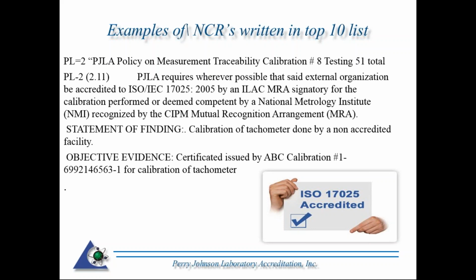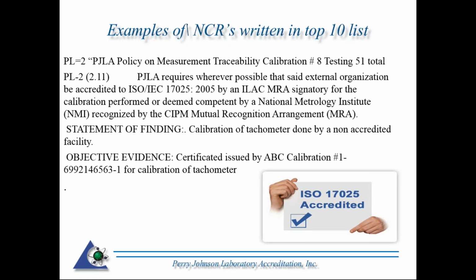So here's a particular example of a finding where there was a calibration and it was determined not to be traceable because it did not meet the requirements of 2.11. This particular instance was a tachometer, and the certificate for that calibration was from a non-accredited source. A nonconformance was written. Ideally, corrective action could be taken, root cause done, and you could send the instrument off to an accredited source and have it recalibrated, get an accredited type report, and have a traceable standard at that point.